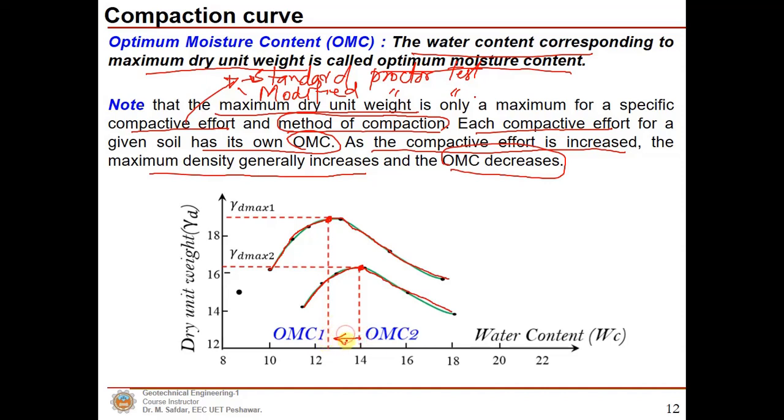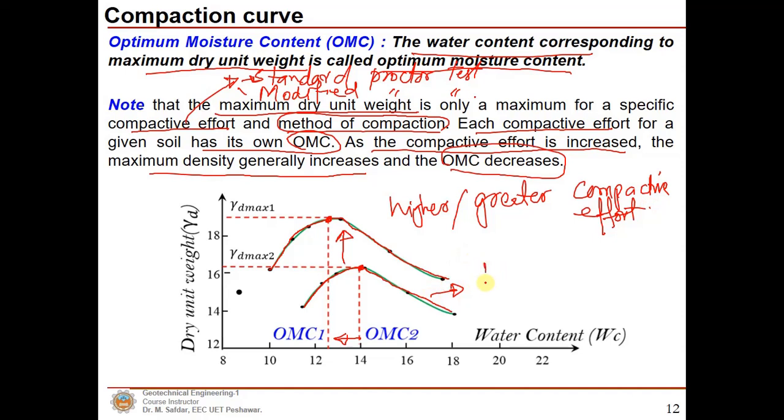Optimum moisture content values are decreasing, while you can clearly see that the maximum dry unit weight is increased if we are using greater compactive effort. Smaller compactive effort gives the opposite.